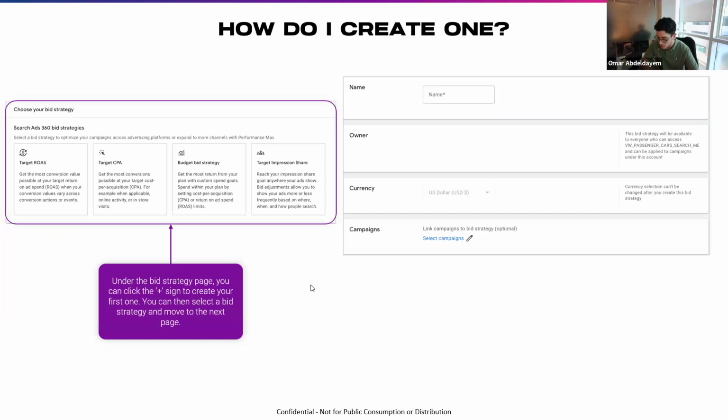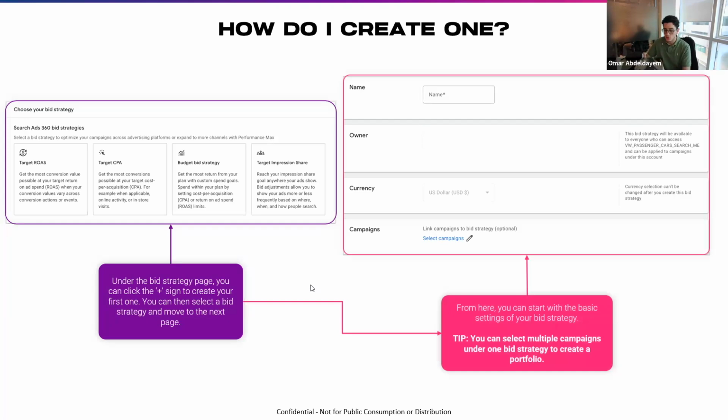Now, generally speaking, when you come to working on the platform, how do you actually create these bid strategies? So under any bid strategy page or campaign page, you can click the plus sign available on SA360, and then you can select one of these 4 bid strategies. Now, so far, we've highlighted target ROAS, target CPA, and target impression share, and I'll get into budget bid strategies in a second.